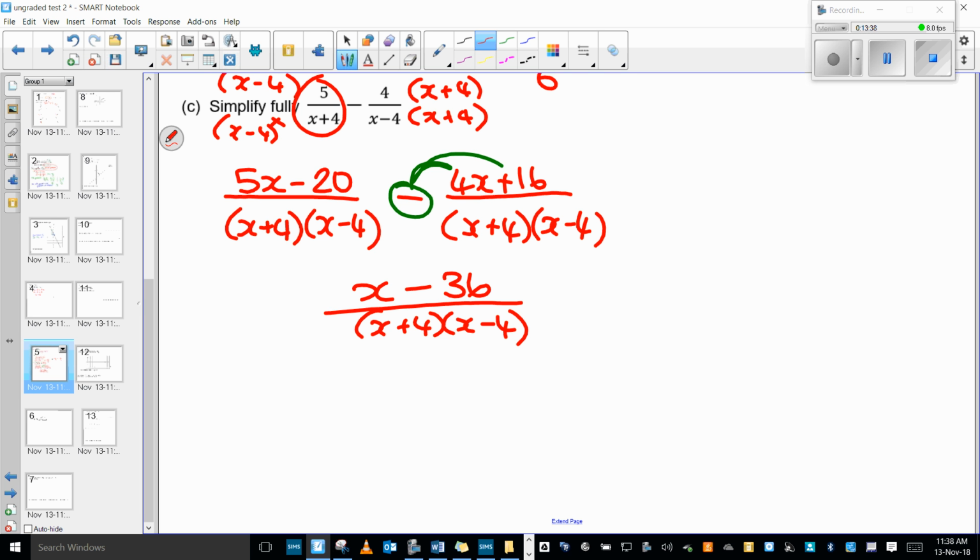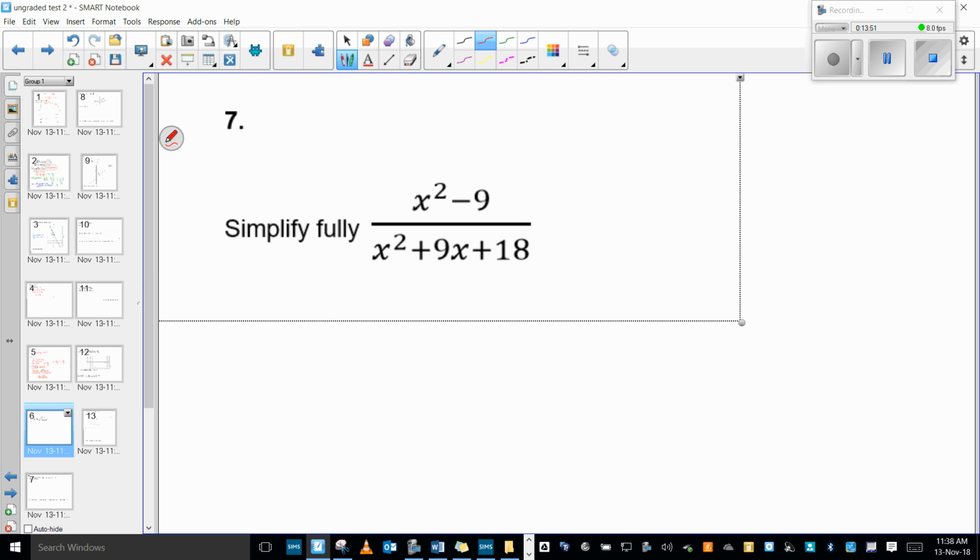Okay? Any questions on that? You could have expanded the bottom to have x squared minus 16 if you wished. You didn't have to. Simplify fully. What's the rules when we ask to simplify this here?